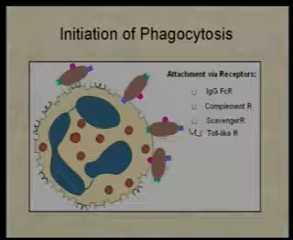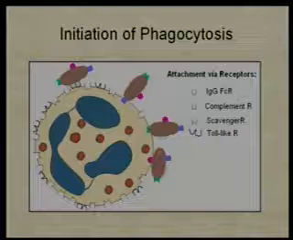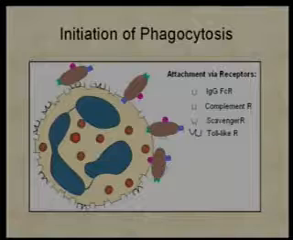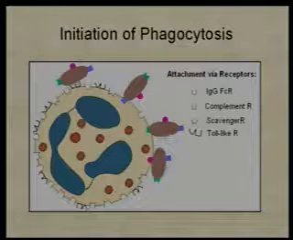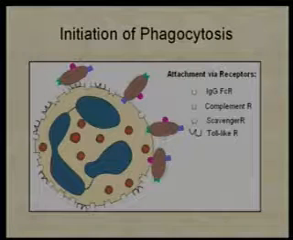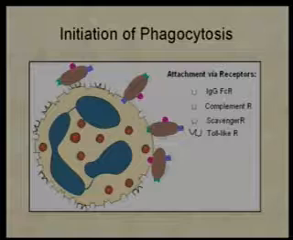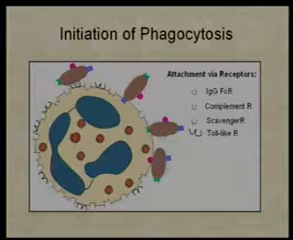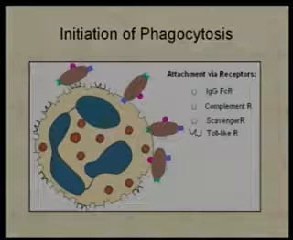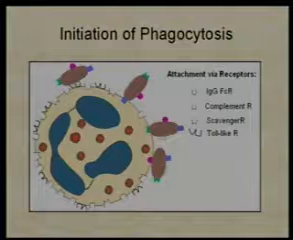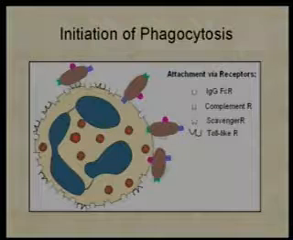In addition, macrophages and PMNs have scavenger receptors. Scavenger receptors are receptors that have a broad spectrum of ligands. Typically, they're polyanions, so many different polyanions will be ligands for this particular receptor. So here we have a scavenger receptor engaging its ligand on the bacterial cell. So again, another way just to bring the bacterium into contact with the phagocytic cell. And then finally, there are a series of receptors called toll-like receptors.